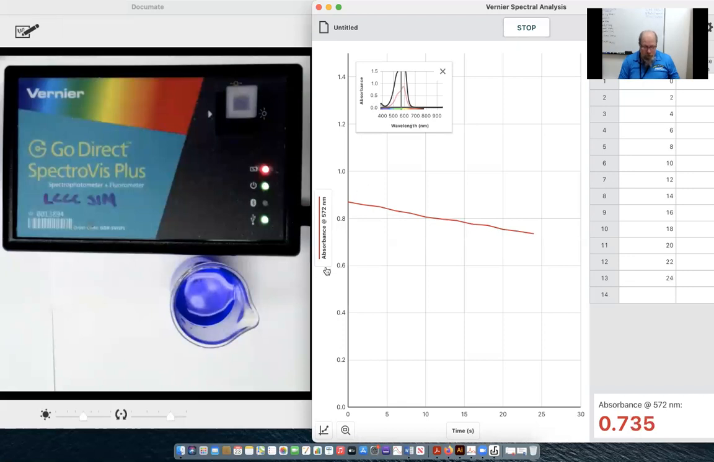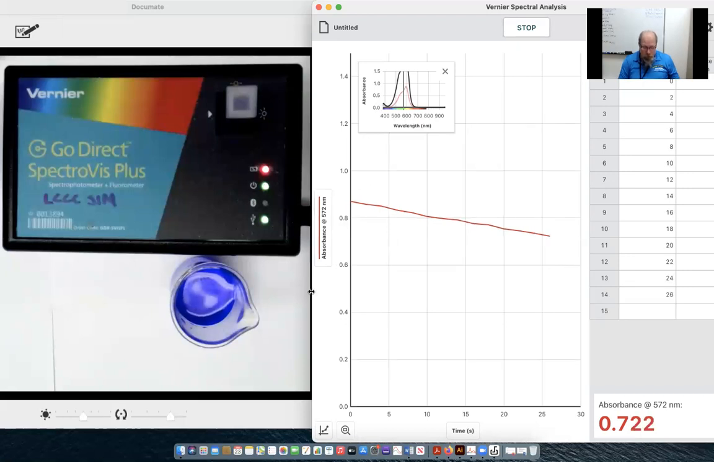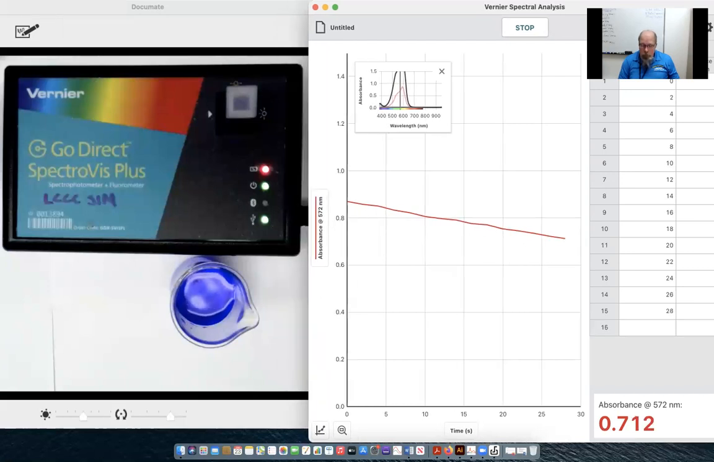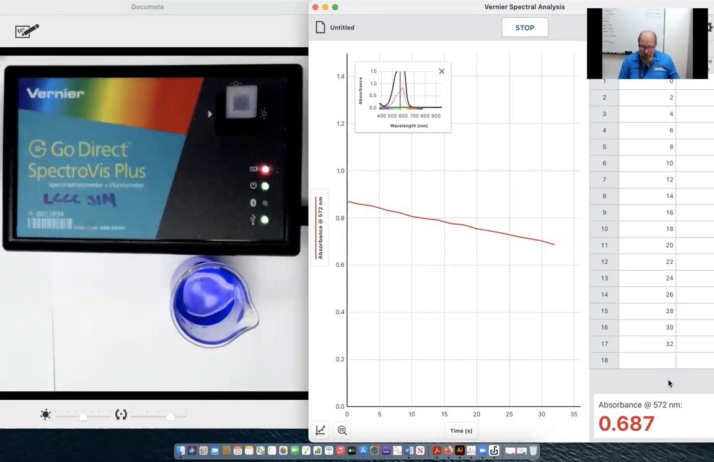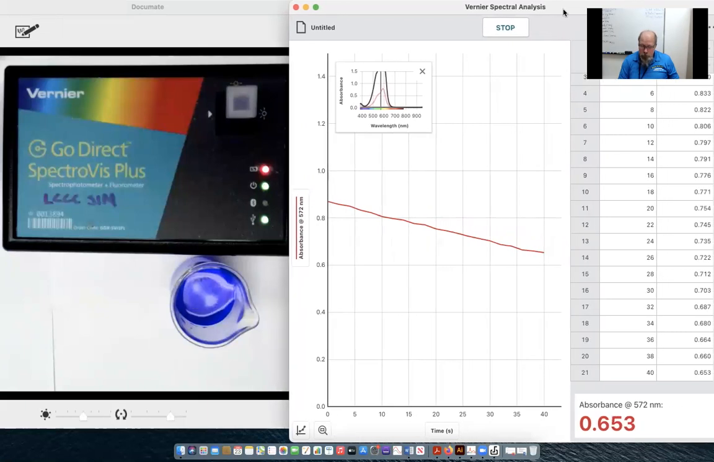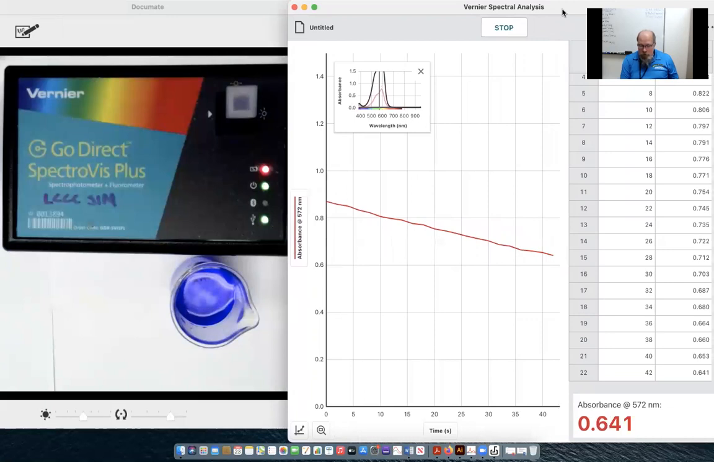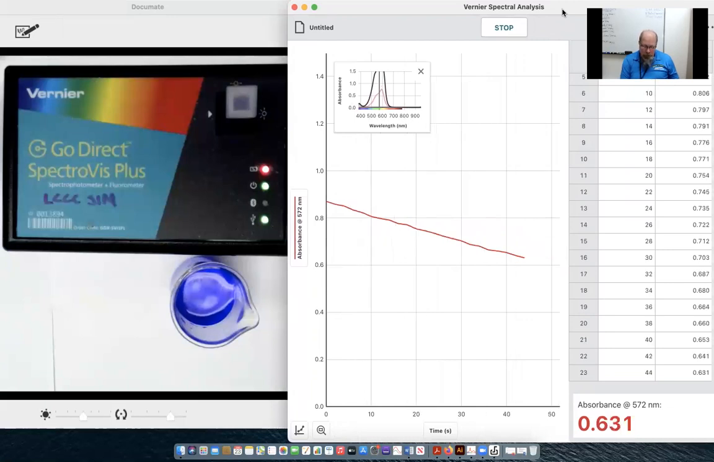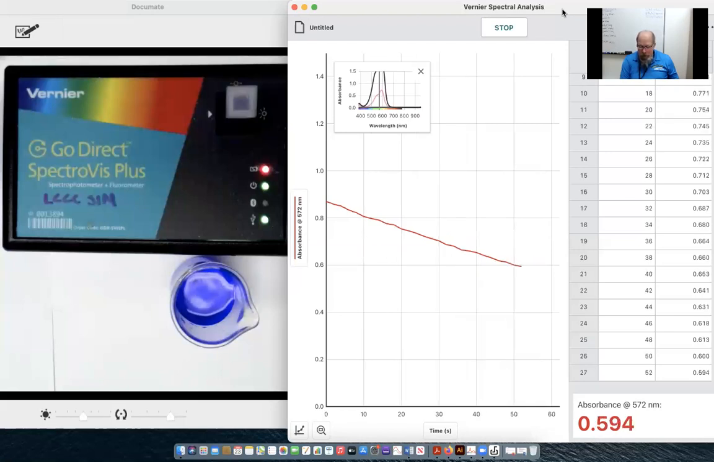I can slide this over just a little bit. Come on there. I want you to be able to see the data as it's being plotted. There we go. So we started out, 0.85, somewhere in that area as our peak, almost 0.9, and now we're dropping pretty quickly. We're all the way down to 0.6, and that's in roughly less than a minute.